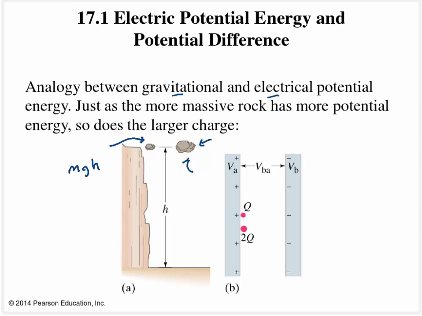Obviously this rock has more mass, and so it's going to have more potential energy. The same is going to be true for charges. This charge is going to have less potential energy than that charge right there. And also the height, if we wanted to change this height, we would change the gravitational potential energy. Similarly, we would change our potential, or our voltage, and that would change the potential energy that these two charges here have.